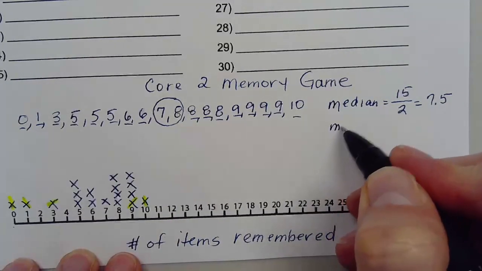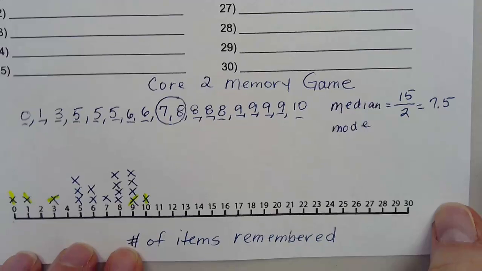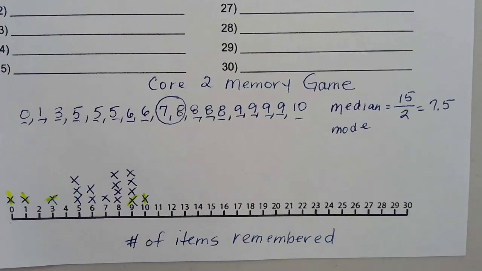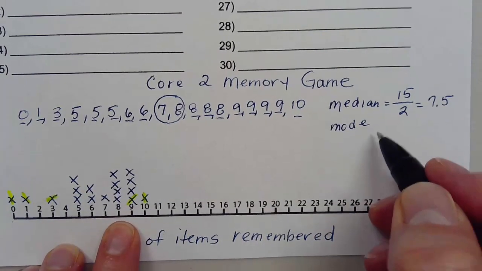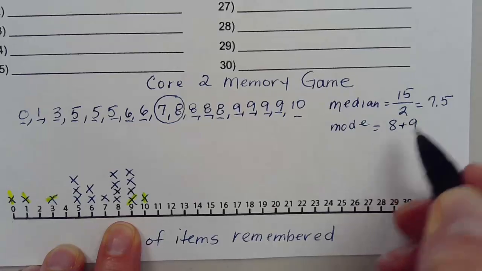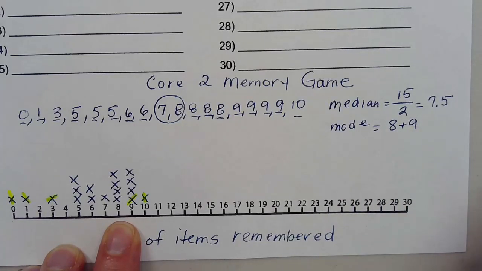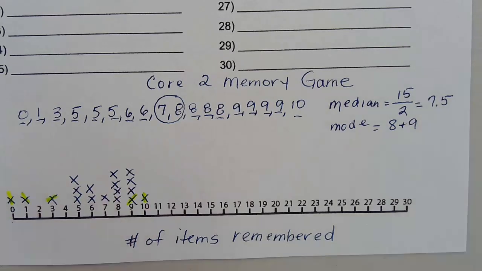Let's go back. What's our mode? What did we say the mode was? 8 and 9. Why? Am I going too fast for some of you? Because some of you are writing this down. All right, now I've got median, I've got mode. Can I find the mean?